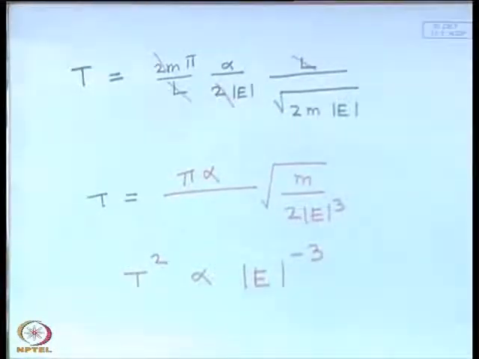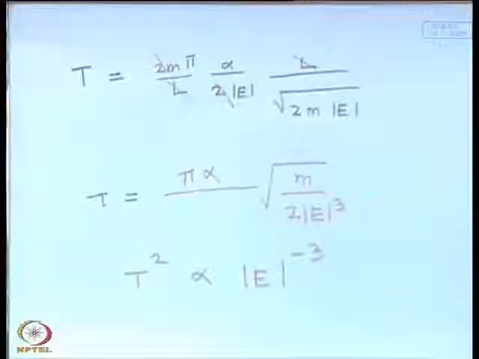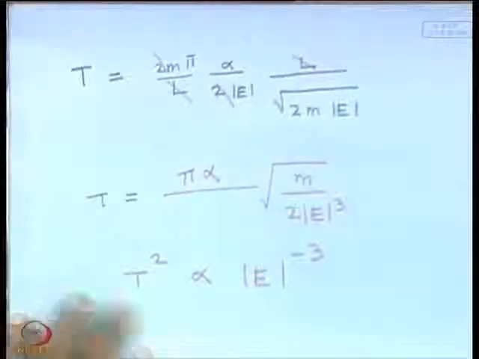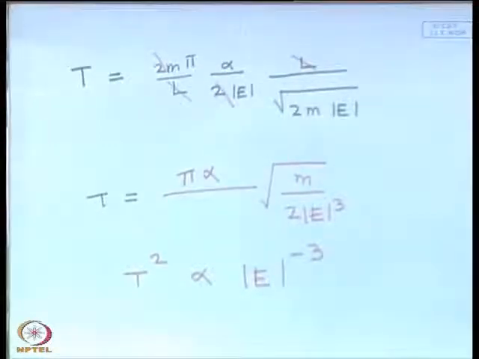Okay, so this tells us that the time period of the orbit does not depend on the angular momentum. It only depends on the energy of the particle, and T squared scales as the energy of the orbit to the power of minus 3, or T scales as the energy to the power of minus 3 by 2.